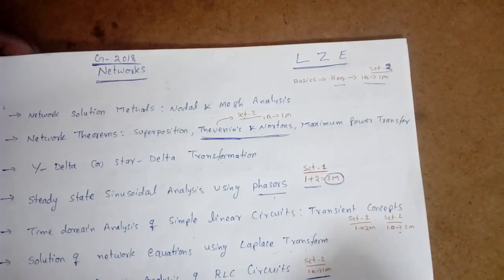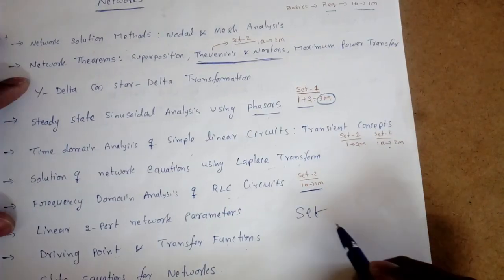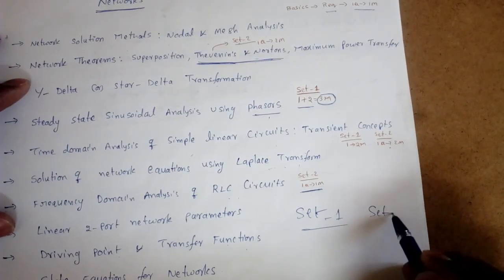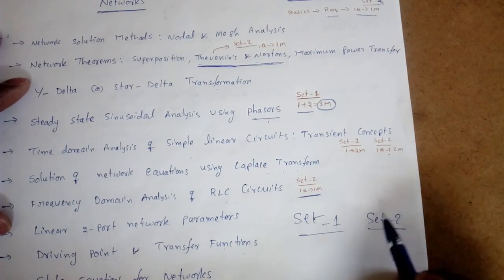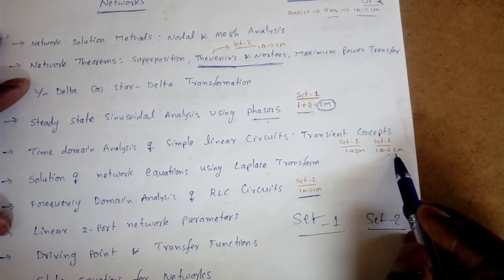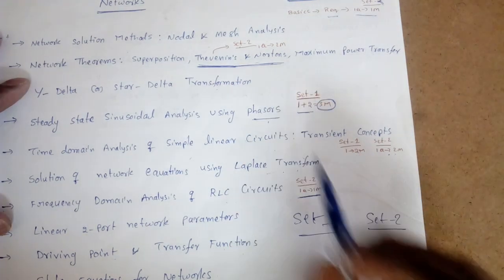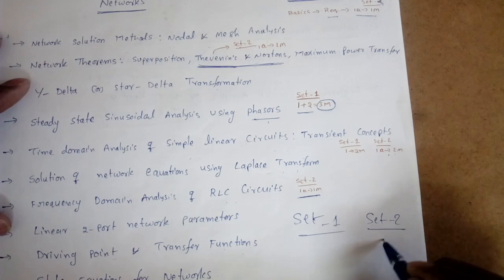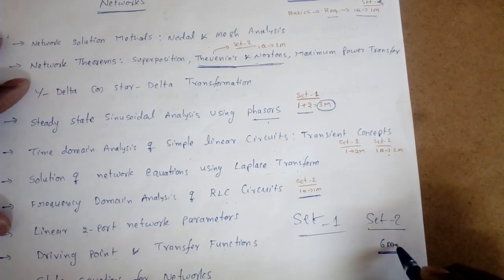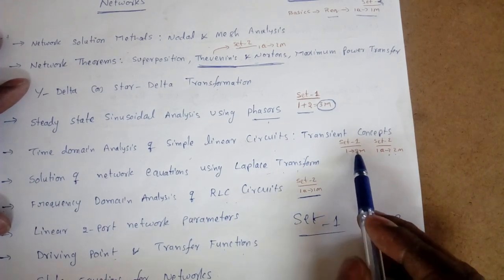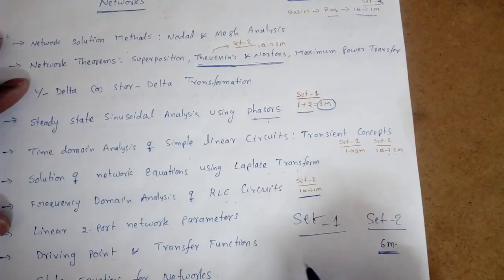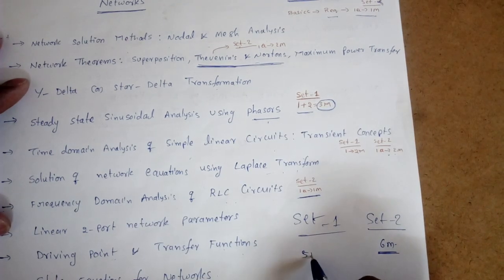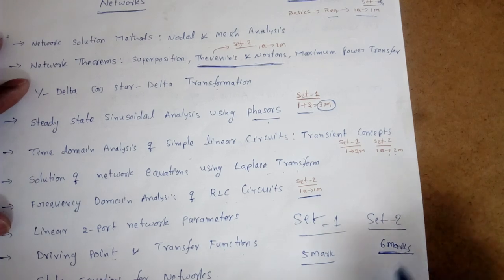Combining set 1 and set 2, for network theory we got 6 marks from set 2 and 5 marks from set 1.